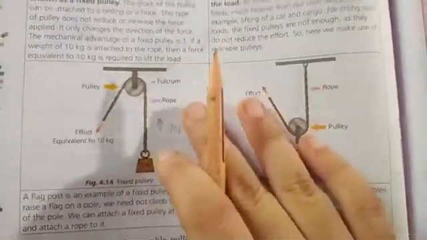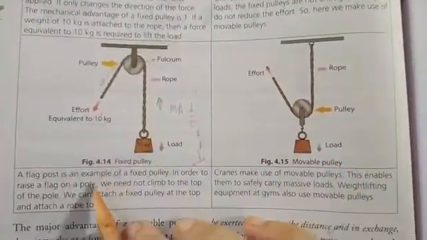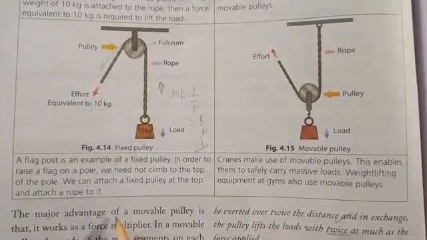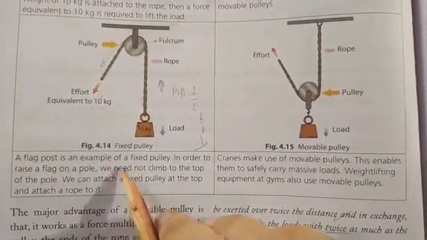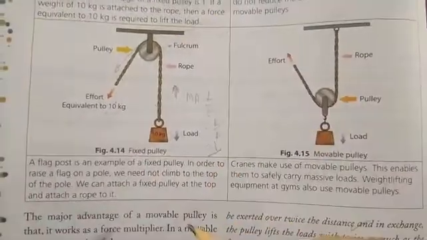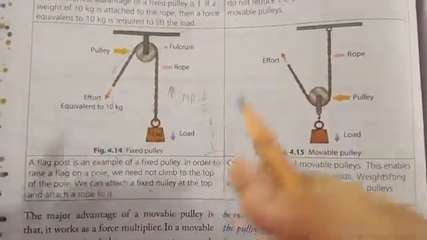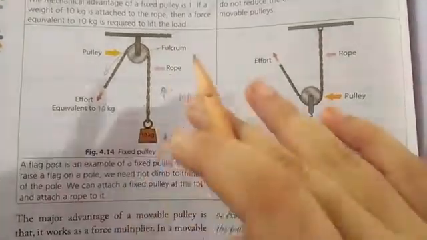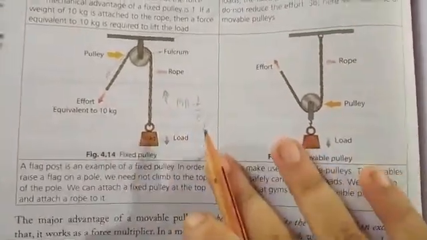So this is about the fixed pulley. And an example of a fixed pulley that we can see in our daily life is a flag post. In order to raise a flag on a pole, we need not climb to the top of the pole, but we can attach a fixed pulley simply at the top, and we can raise the flag on the pole.